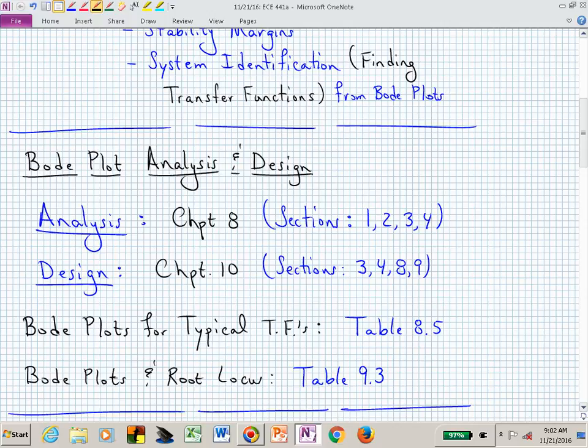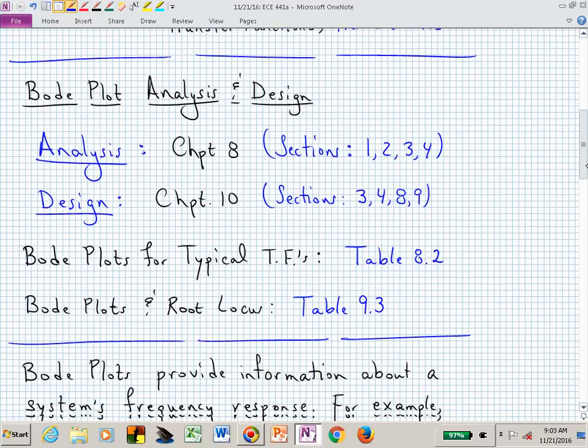And if you want to look at someone else's sketch or some examples, table 8.2 in the new edition of the textbook has typical transfer functions, the table that we were looking at for root loci. With respect to examples, those same systems have Bode plot sketches in table 3 of chapter 9.